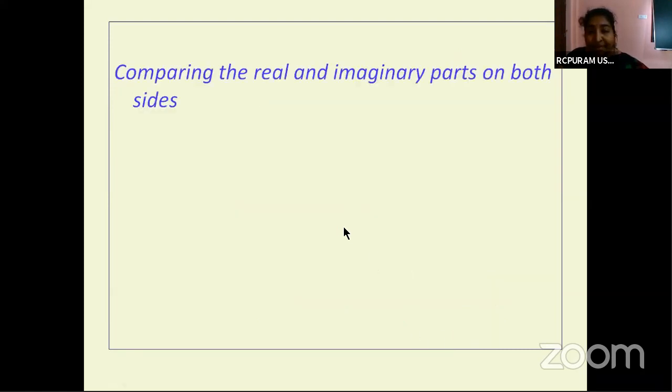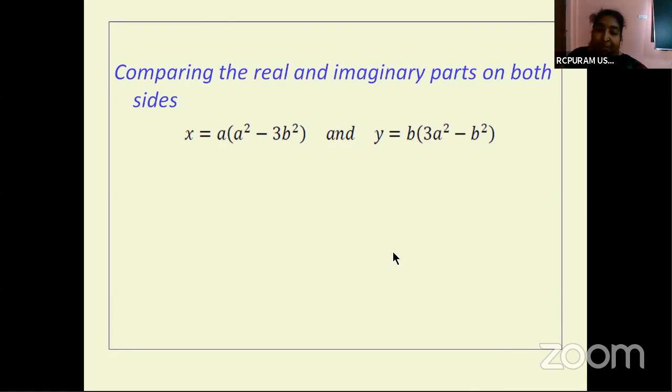Now, when you compare real and imaginary parts on both sides, what do we get? x is equal to a cube minus 3ab square, isn't it? From both the terms, you can take a common, then you will have it as a into a square minus 3b square. And likewise, for y is equal to 3a square b minus b cube, out of those terms, if you take b common, you will have it as b into 3a square minus b square. This a we will send to the left hand side. It goes to the denominator, isn't it?